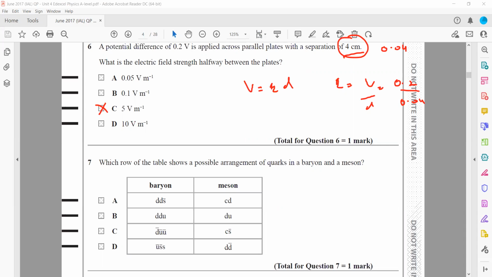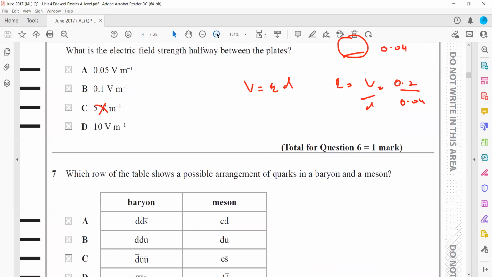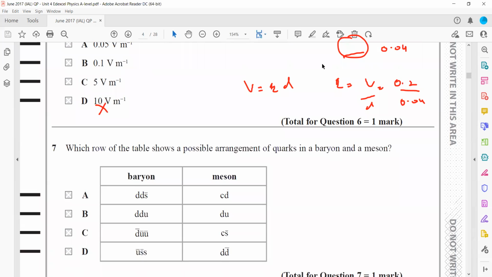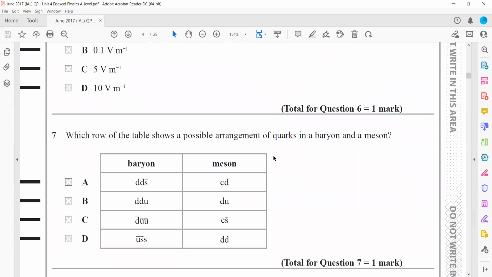Then in question 7, which row of the table shows a possible arrangement of quarks in a baryon? Baryon means a combination of 3 quarks. It can be all anti-quarks, or it might be all quarks.